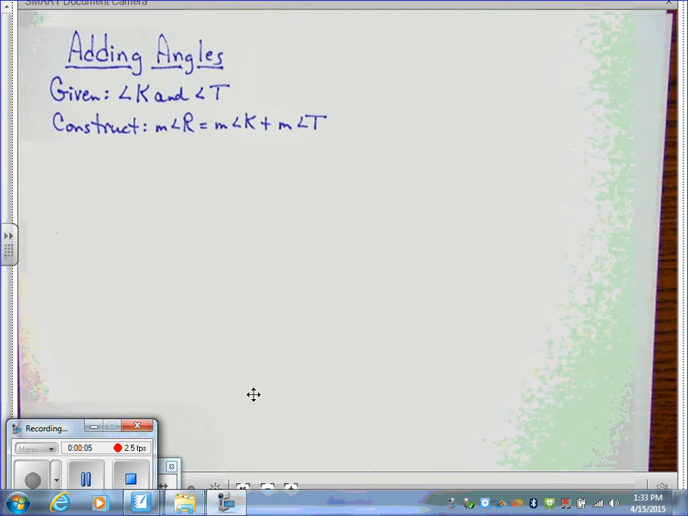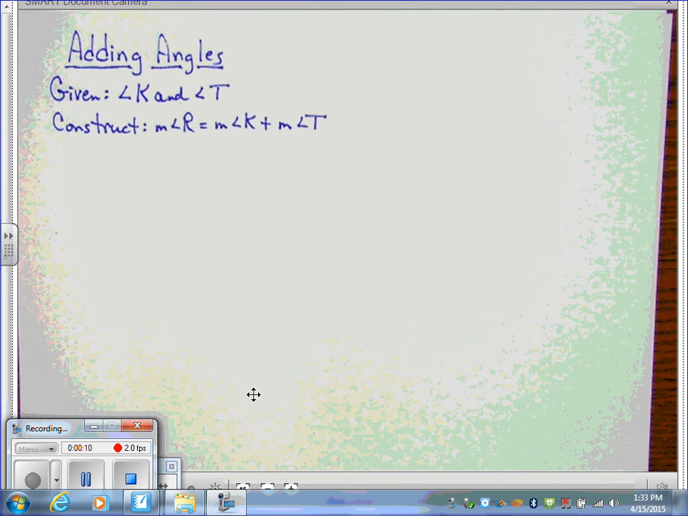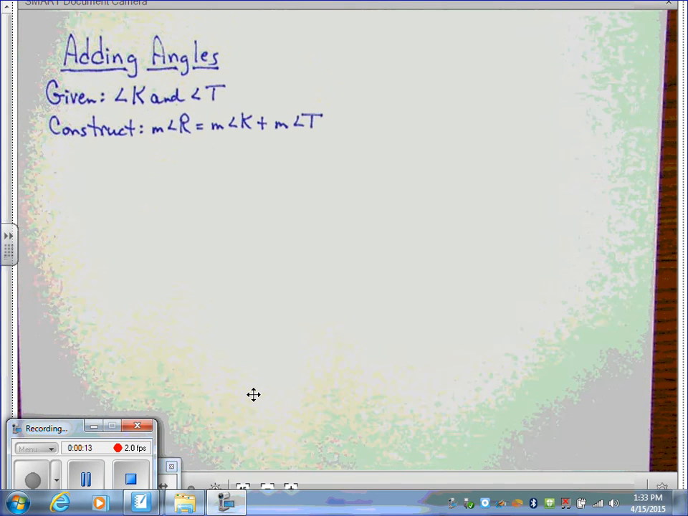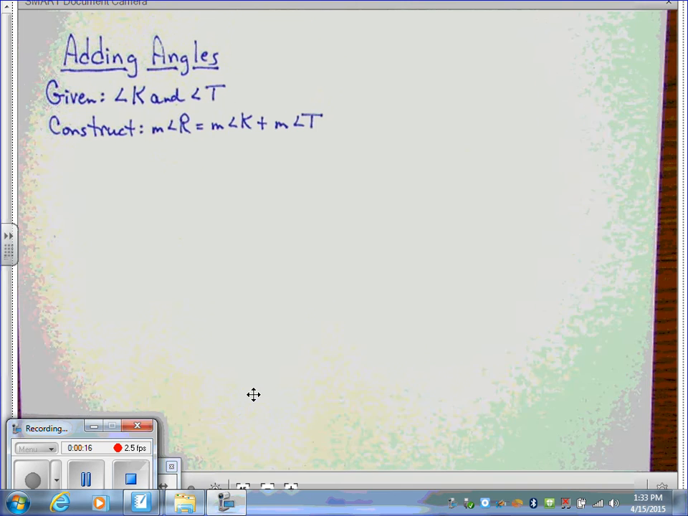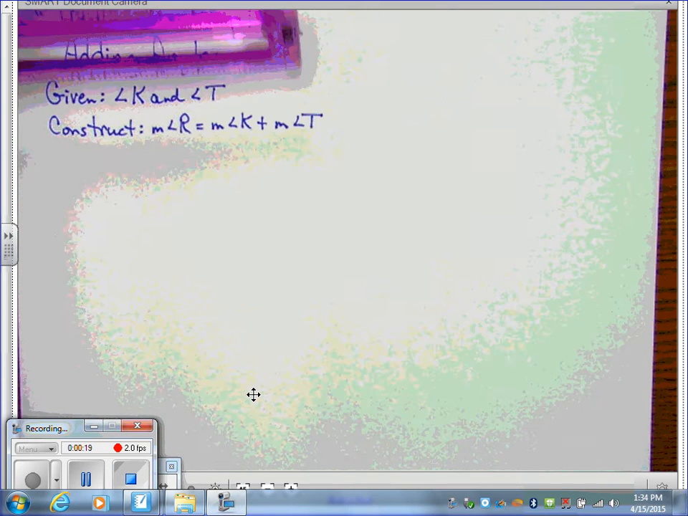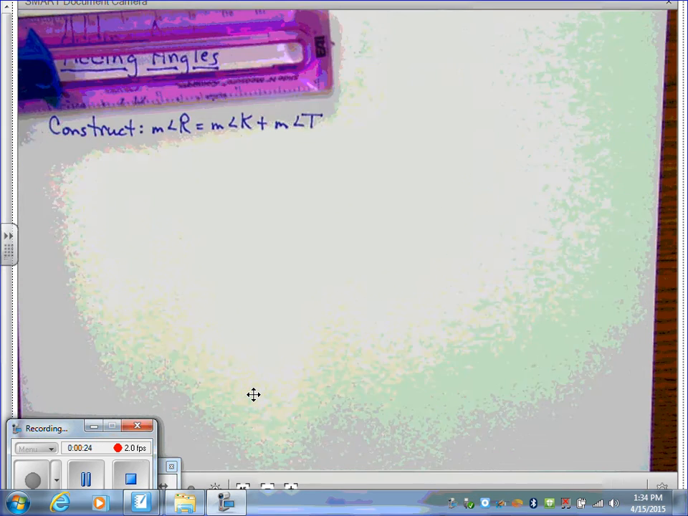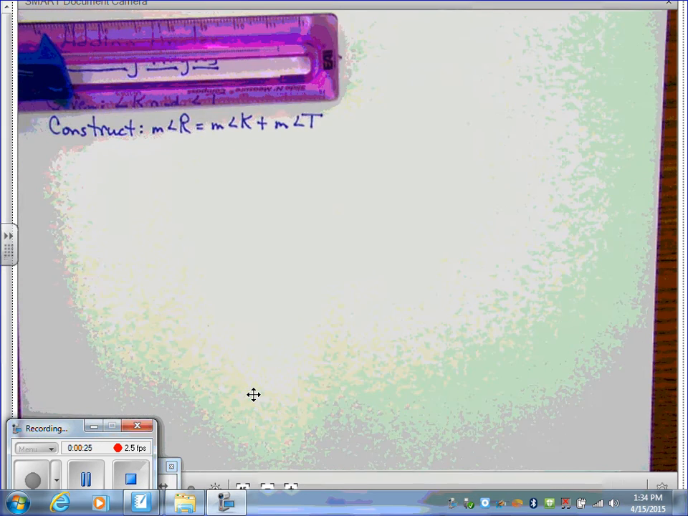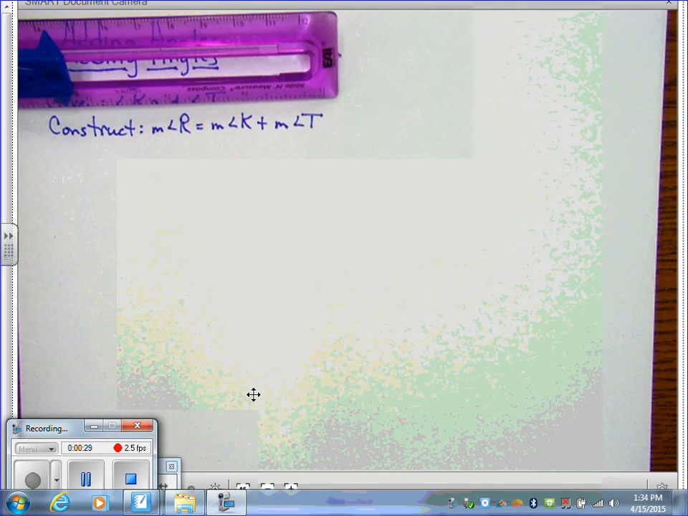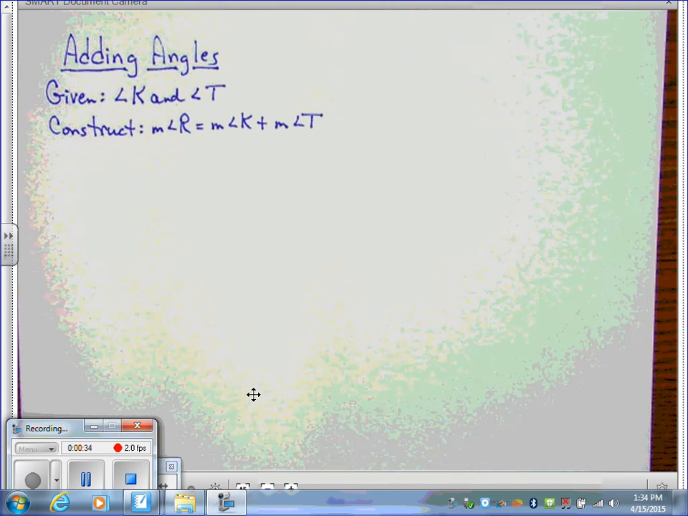Adding angles. After we've learned how to construct congruent angles, now we can add angles together. So we want to add two angles, after being given angle K and T, and we want to construct an angle R whose measure is equal to the sum of the measures of angle K and T. All right, so on our paper we need the given angles.